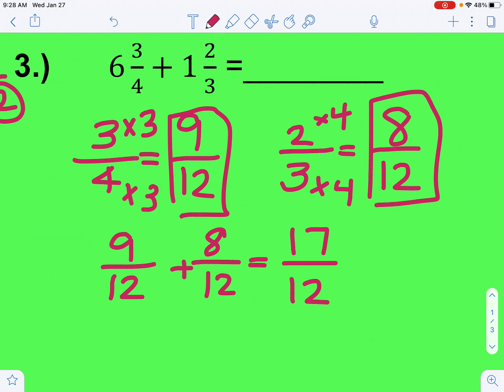Perfect. Now we need to add our whole numbers. We're taking 6 plus 1. Well, that's easy. 6 plus 1 gives us 7.